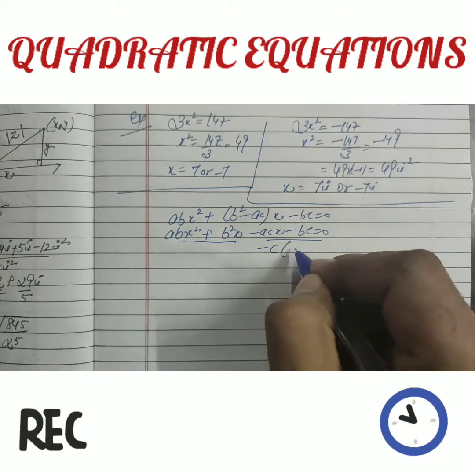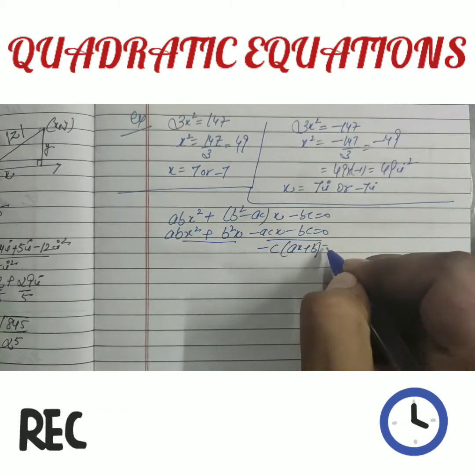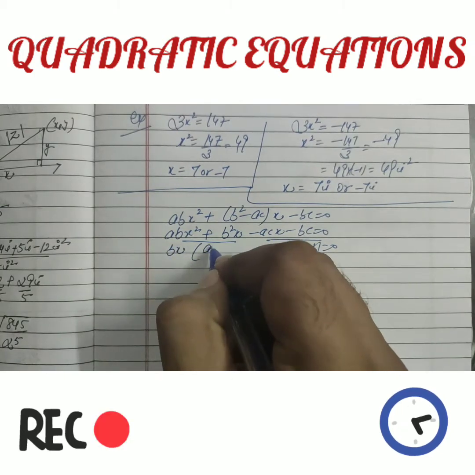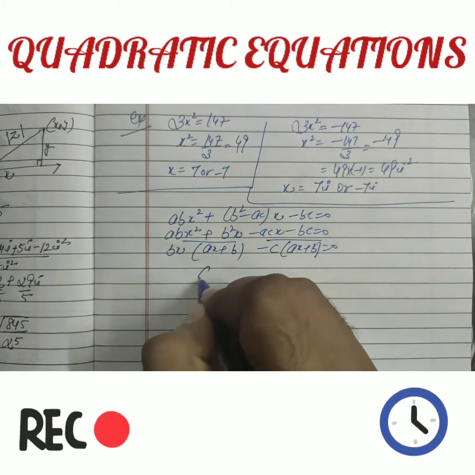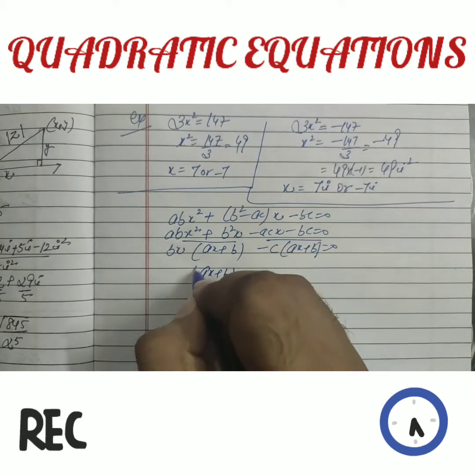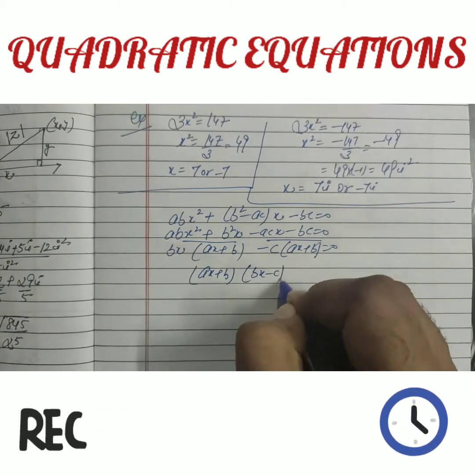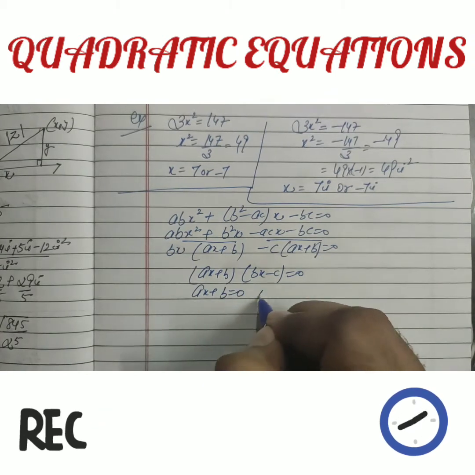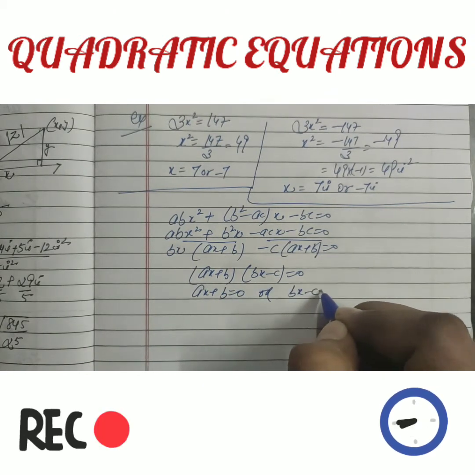Here minus c is common. It is ax + b. In the starting two, b is common, x is common. It is also ax + b. Taking ax + b common throughout, we get bx − c from the left term. Either the first term is 0, otherwise the second term is 0.